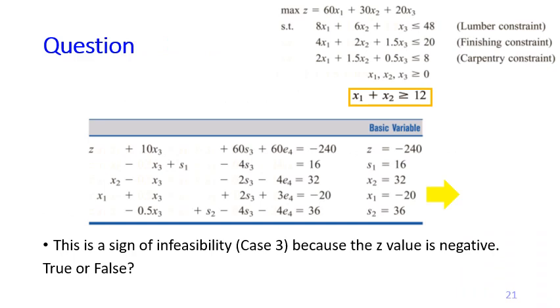Here's a question regarding case 3. In case 3, we add this constraint to the Dakota problem, and then we perform dual simplex such that we arrive at the table that looks like this. The statement is, this is a sign of infeasibility. It is case 3 because the z value is negative. Is this statement true or false? I will give you the pause on the video, and then I will return after the pause with the answer.